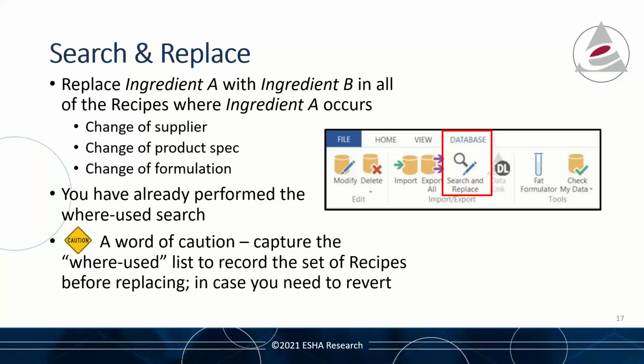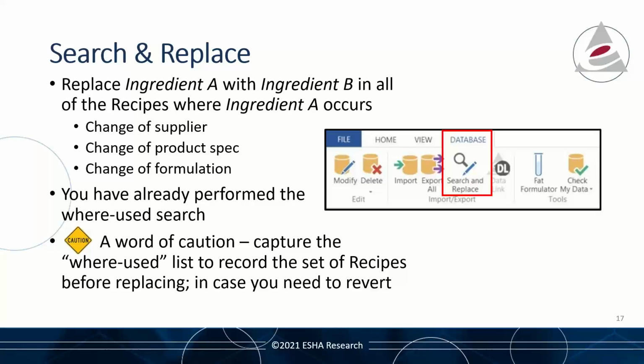I want to find these recipes that contain this ingredient, and now I want to replace that ingredient with another. So this might be due to a change in the supplier, or a change in product specs, or a change in the formulation. And while one approach would be to create a full new recipe using the new ingredient or the specs and using naming to version your different recipes, again here you can find and replace ingredients within existing recipes.